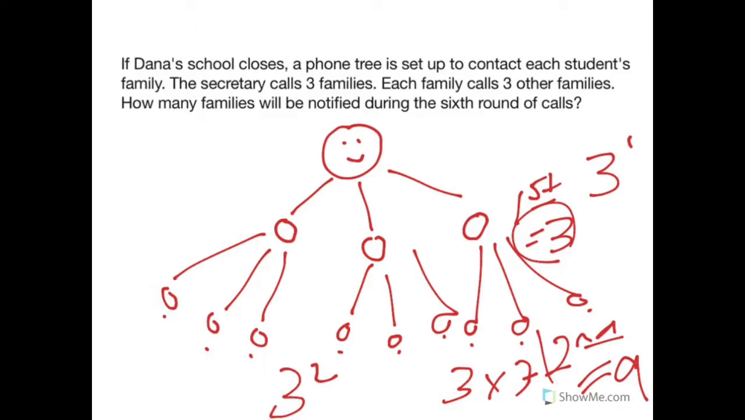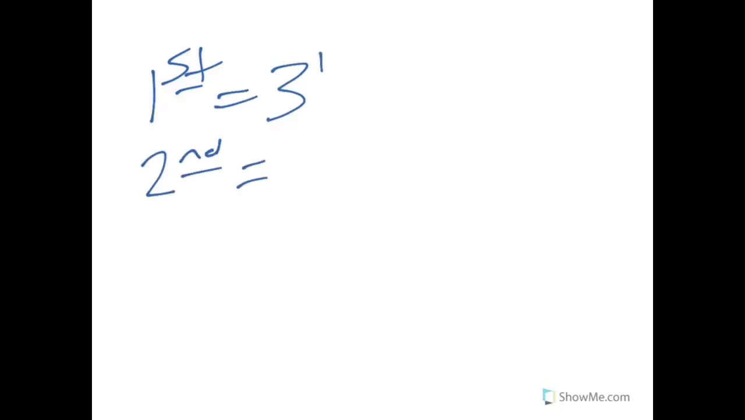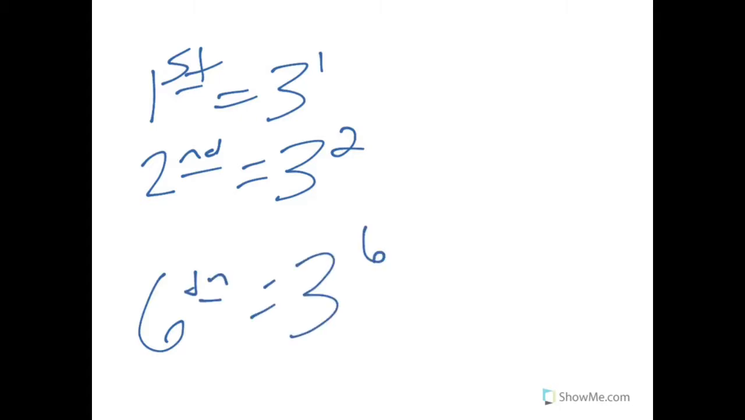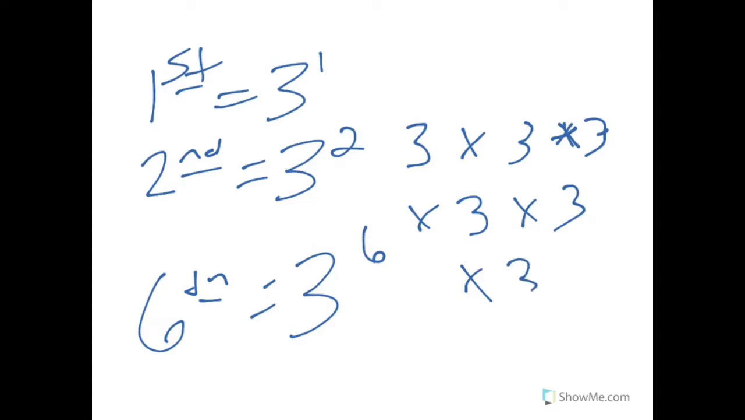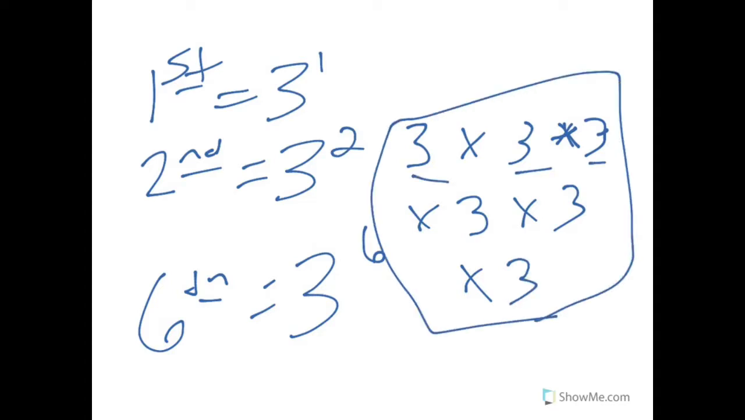So I'm going to go ahead and erase these drawings, and I'm going to write out what we just saw here. In the first round, we had 3 to the power of 1. In the second round, we had 3 squared. I believe, and I think you'll see as well, that when we get down to the 6th round, we're going to have 3 to the power of 6. So we're going to have to take 3 times 3 times 3. It's a funky looking multiplication sign there. Times 3 times 3 times 3. We have 1, 2, 3, 4, 5, 6 3's that we're going to be multiplying.